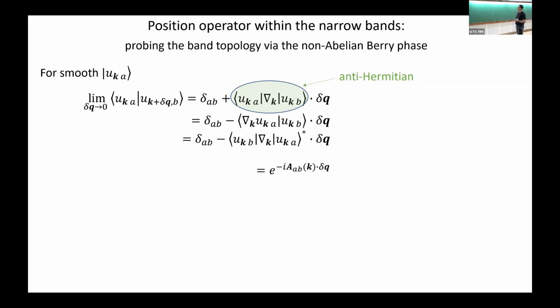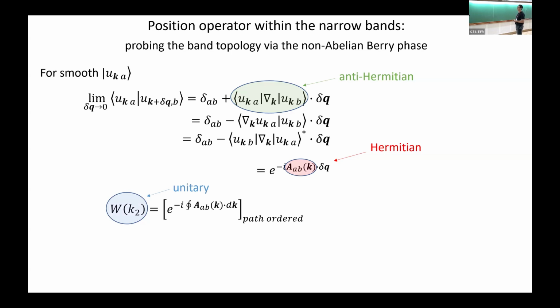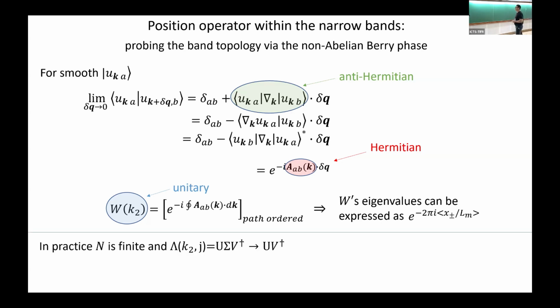And so in the limit of small q, we can also write it like this. We're exponentiating this matrix, and so this A B is a Hermitian 2x2 matrix. Another way to write this is as a path-ordered integral like this. This is often called the Wilson loop. This is our unitary operator, and so its eigenvalues are going to be phases. How should we interpret those phases? Well, they are basically telling us the average position of our localized states in the x direction. And I'll show you this.